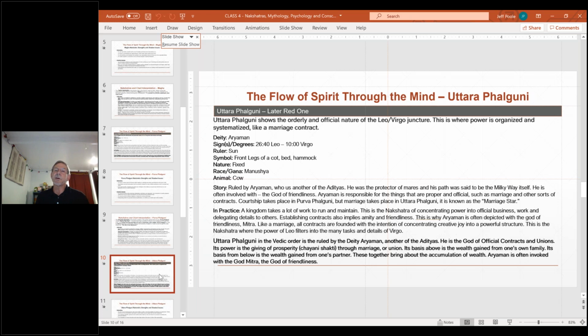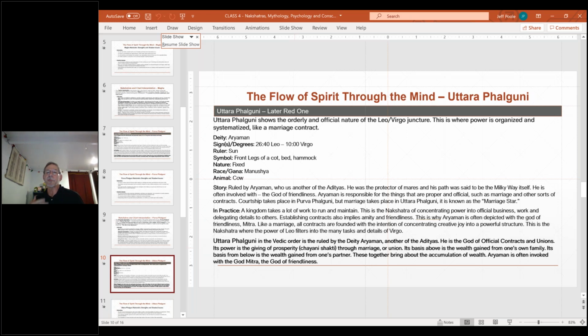And so this is in the juncture of Leo into Virgo. Virgo is where we're very fastidious, and we deal with all of the details. And Virgo is where all the laws of nature reside. So there's a lot of power here, once you make the contract, to be able to have things happen for yourself. Aryaman was the protector of the mares, and his path was said to be the Milky Way. And he was often involved with the god of friendliness, Mitra.